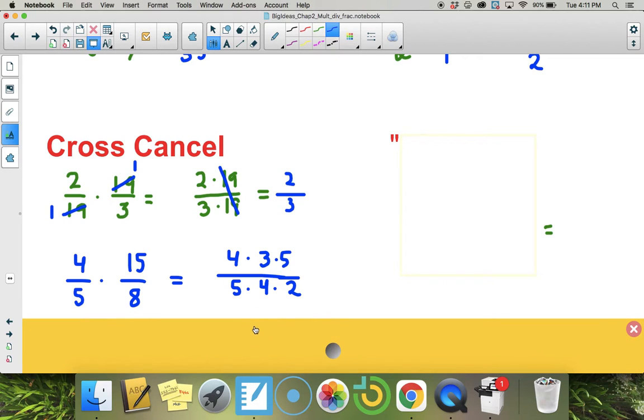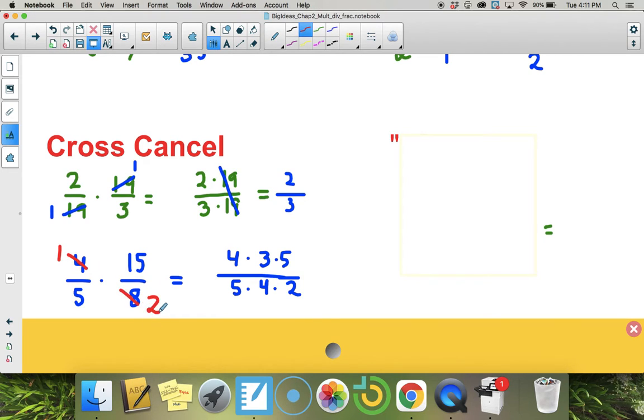Here's another one that's a little bit more confusing. We have 4/5 times 15/8. Let's look on the diagonal and see if there's any common factors. Yep, we could divide 4 out of the top and 4 out of the bottom. So 4 divided by 4 is 1, and 8 divided by 4 is 2.